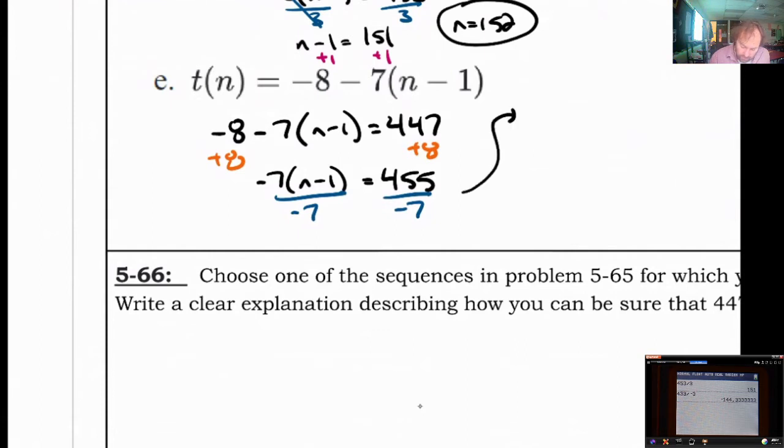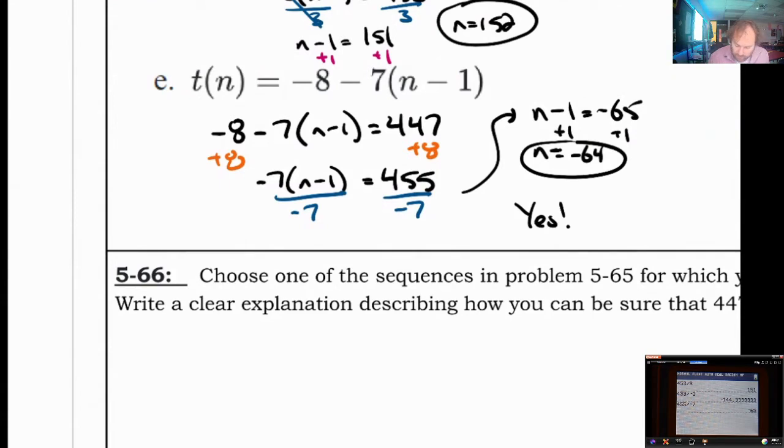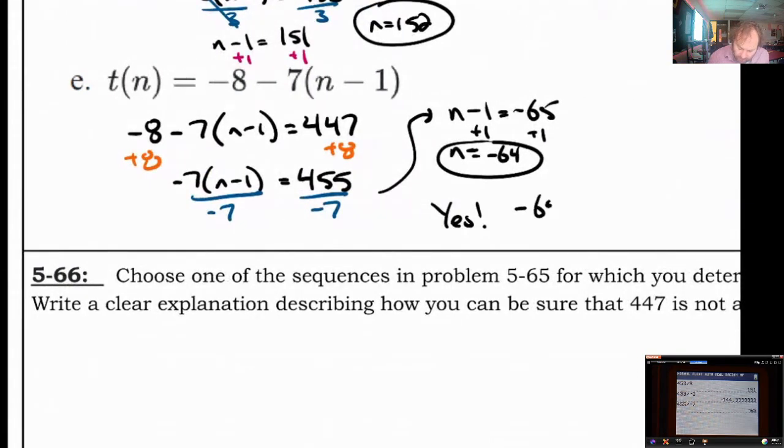I'm going to write my next step up here. 455 divided by negative 7 is going to be, oh, look at that, negative 65. It totally is. And if you add 1 to both sides, you'll get n equals negative 64. So it is a part of the sequence, and it's the negative 64th term, which I suppose is to say that it's the 64th term back in time from the first term.